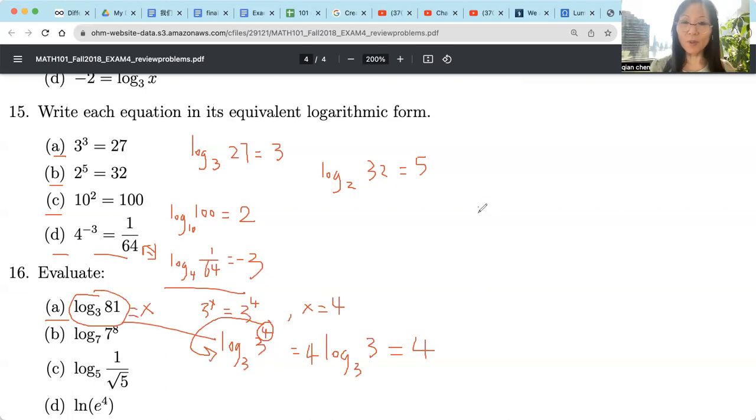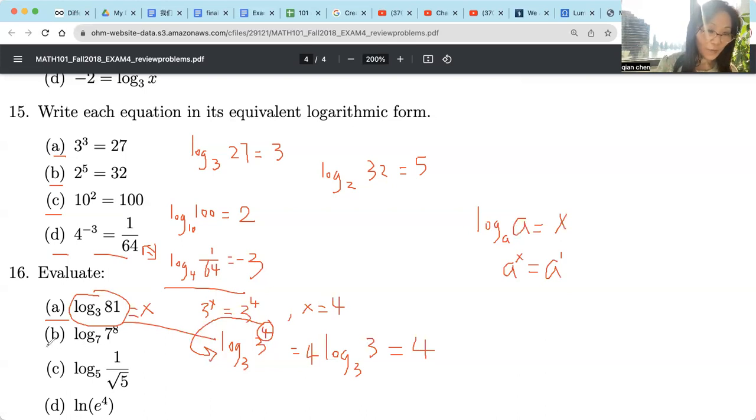Okay, let's see why when the base and the value are the same, log equals 1. If I have log base A of A, the value is also A, let this equal to x. I write it into exponential equation, that's A raised by x equals to A, right? A is A raised by power 1. You see x equals 1. So this means when the base and the value are the same, it equals to 1.